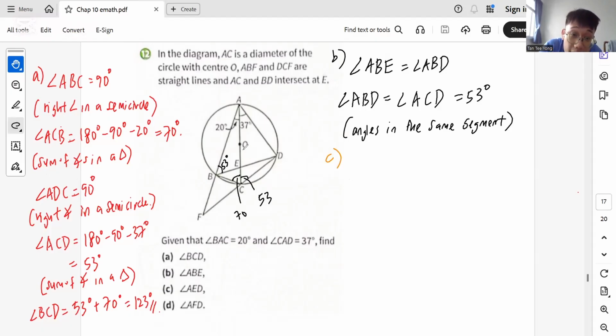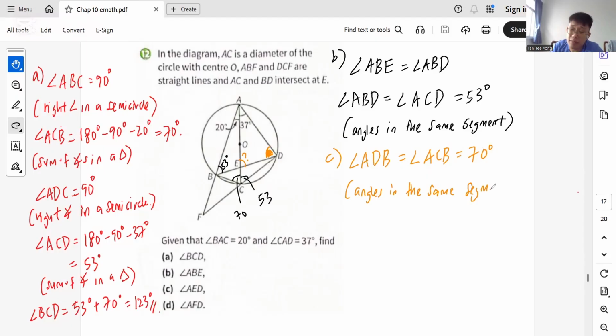Part C says AED, this one. Okay, so this one is what they want. Basically, I definitely need to find out what is ADE, this angle over here. Okay, got it. So angle ADB is actually equals to angle ACB, equals to 70 degrees. How come? Because same thing, angles in the same segment.